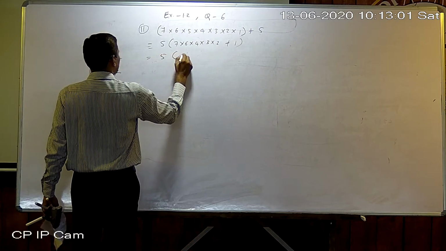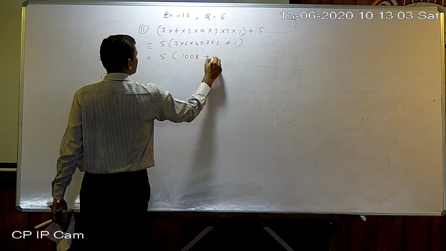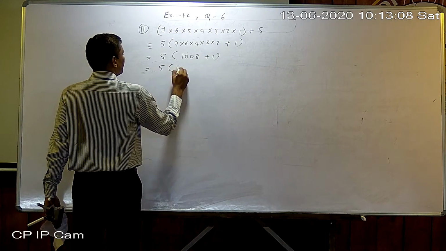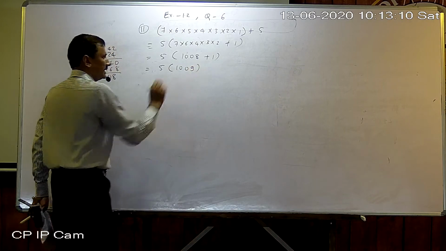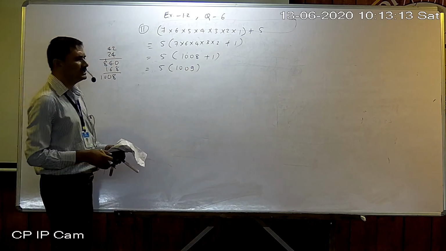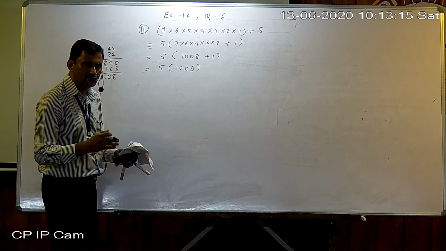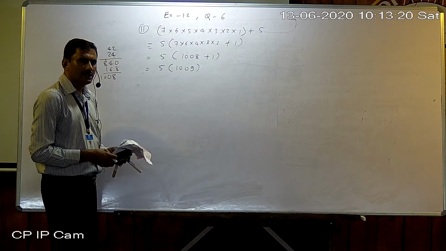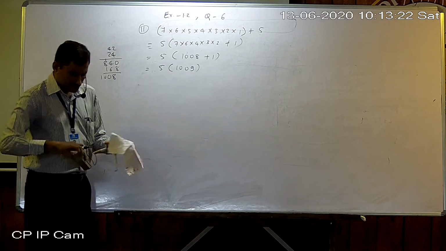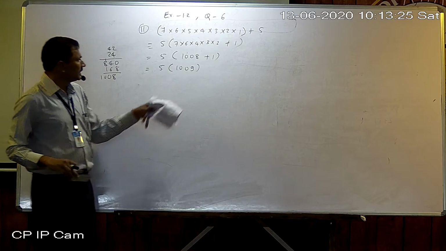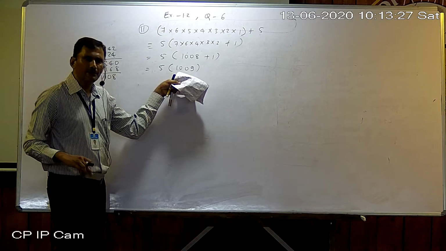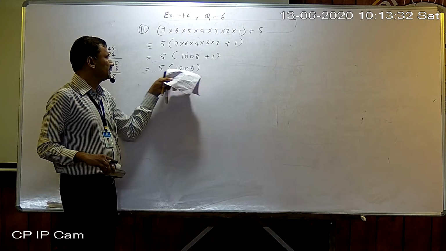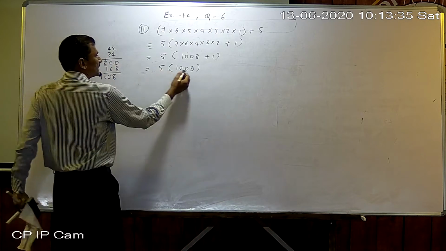So 5 into 1008 plus 1, which is equal to 5 into 1009. Now 1009 is a prime number. You can try to factorize it, but it cannot be factorized. Even if you come across this type of number, you can conclude at this step also. Even if it can be divided by any prime, it is composite, and you can conclude at this step also.